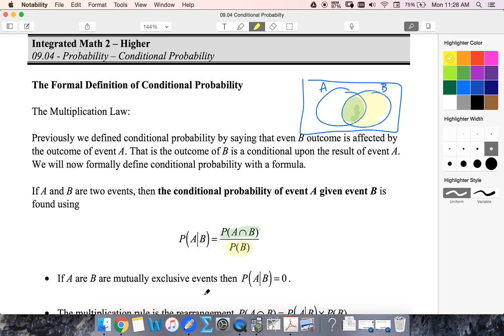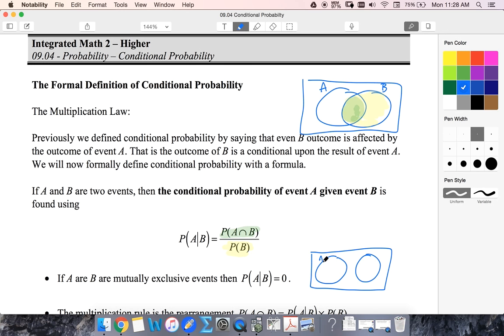So if we have events that are mutually exclusive, well, if we think back to our Venn diagram with mutually exclusive, that means that those two events are completely separate from each other. A intersect B doesn't exist, it's zero, because either one of them happening doesn't affect the other. So in mutually exclusive events, A given B is equal to 0.